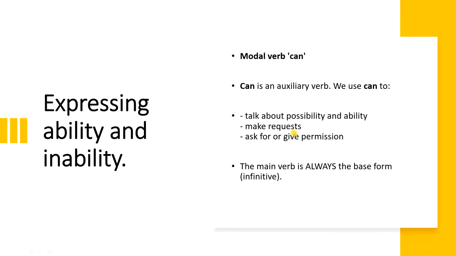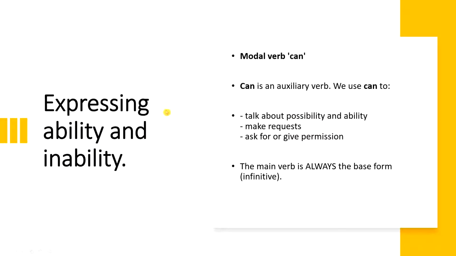Or you can use it for requests, or we can ask or give permission. Can I go out? This is asking for permission. Yes, you can. So you are given permission. The main verb is always in the base form. Already called this the infinitive. This is the base form. It's not really the infinitive. So here, for example, you say, can I go out? So go, the verb, is in the base form.